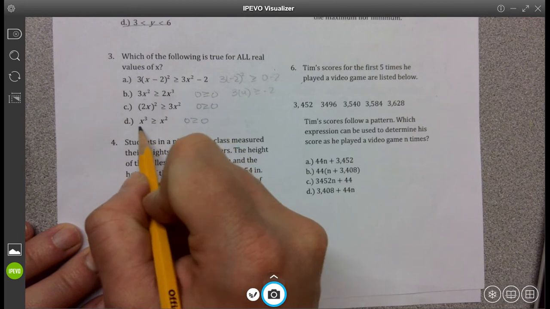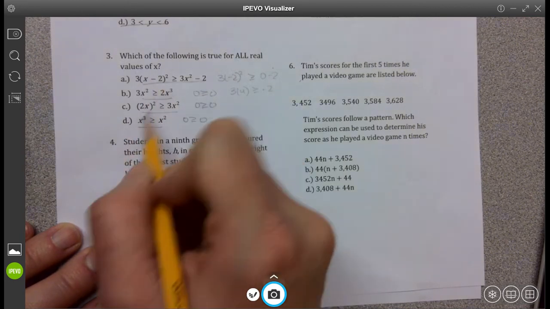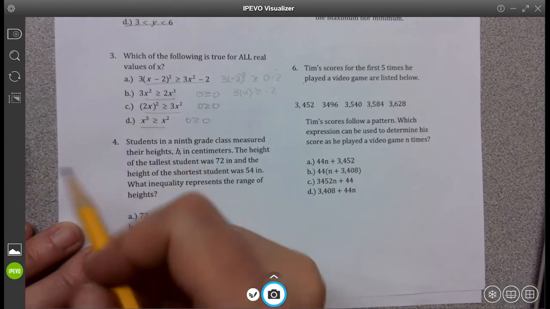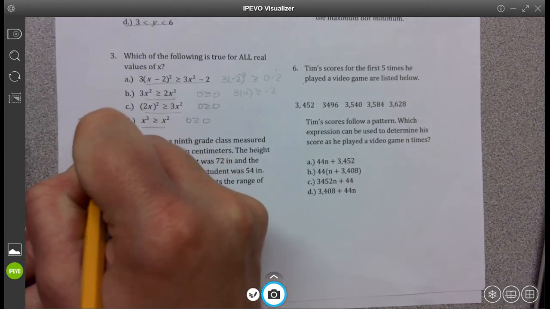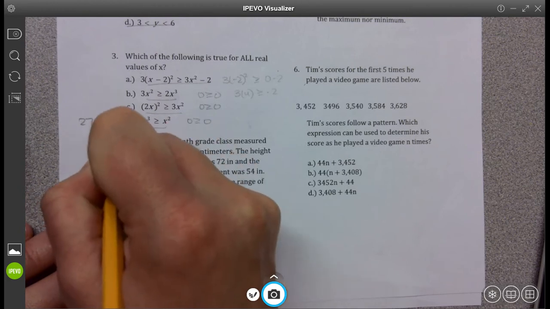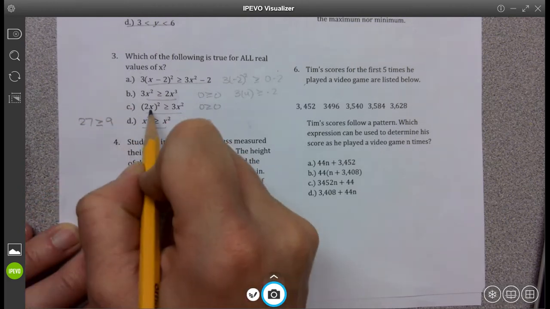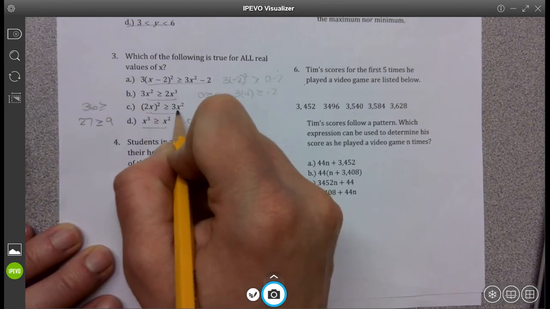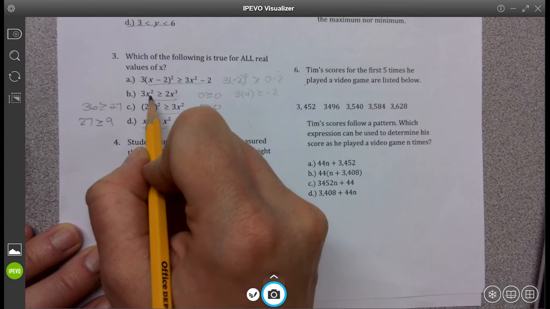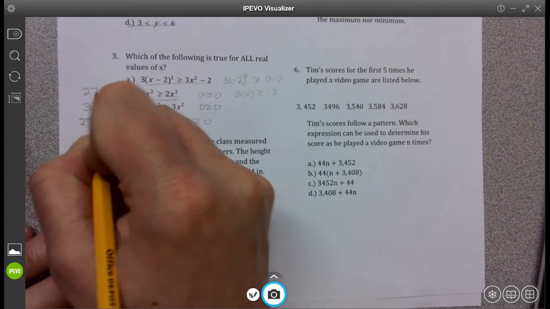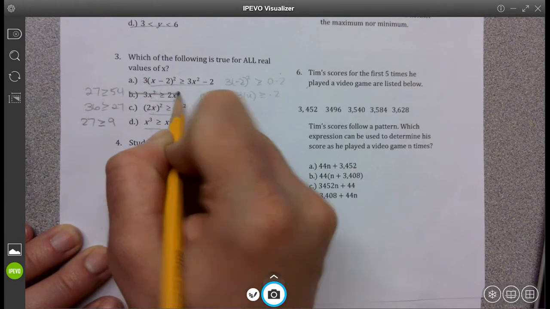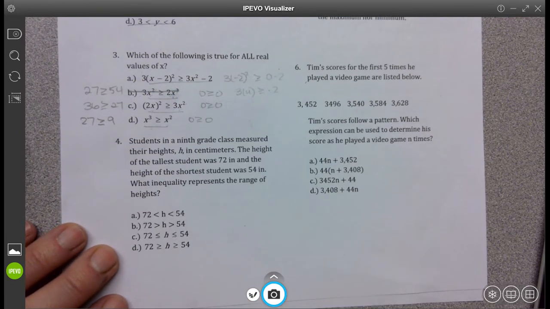If I put a positive number in here, is this going to be true? Okay, let's put a positive number that's decently large. So like 3. If I cube 3, is this true? If I square 3, yeah, it's true. If I put 3 in here, 6. 6 squared is 36. If I put 3 in here, 9 times 3, yes, that's true. If I substitute 3 in here, that's 27. Oh, that doesn't work. Okay, so it's not B.